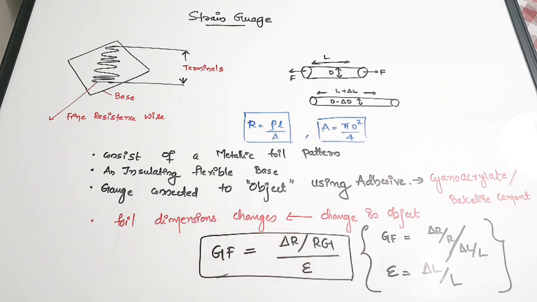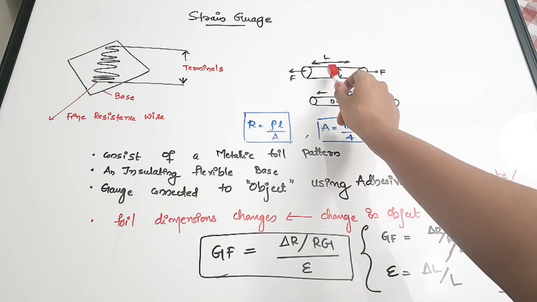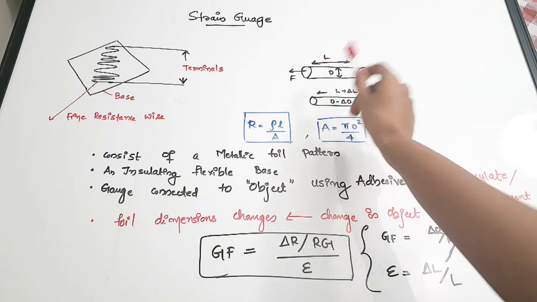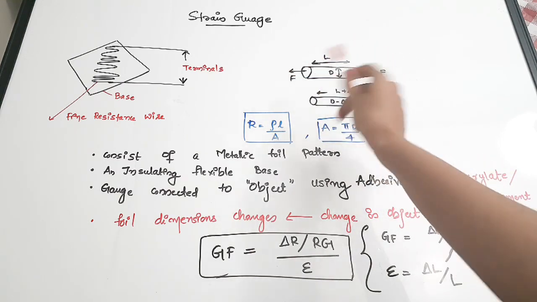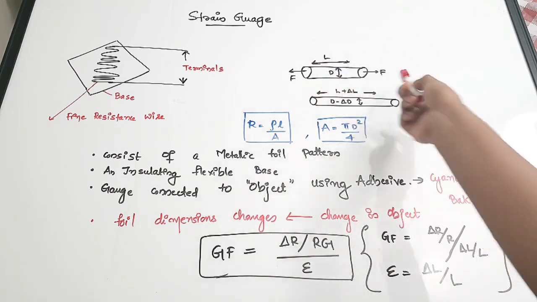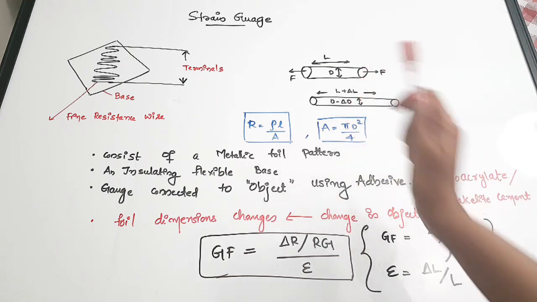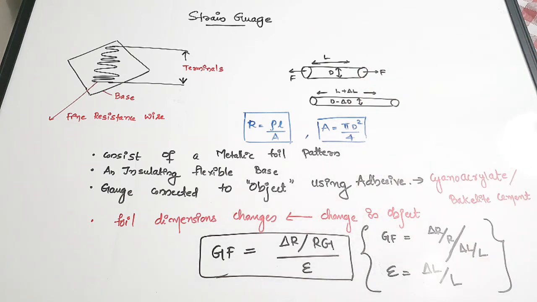Consider a conductor having a length L and diameter D, and we apply some forces or deformations to the ends of the conductor. What will happen if we stretch the conductor? The length will increase, but the diameter will decrease, right? These types of changes can happen when we apply strains or forces to the object also.